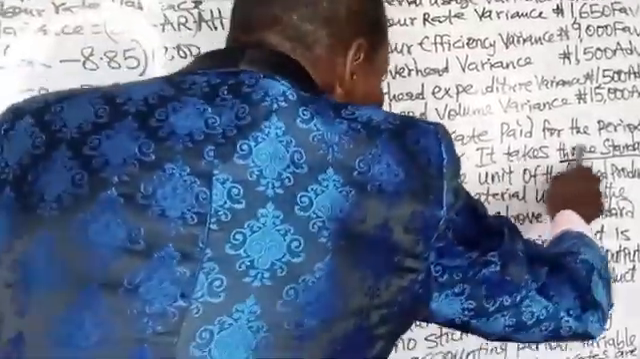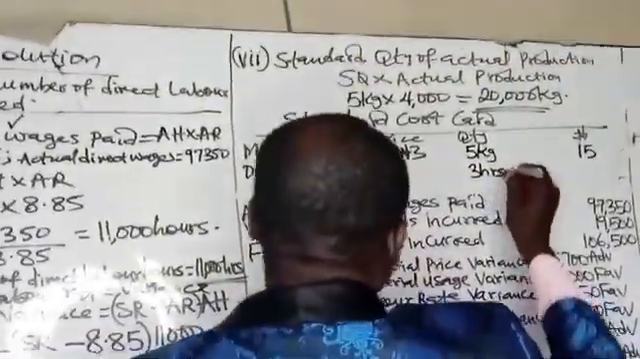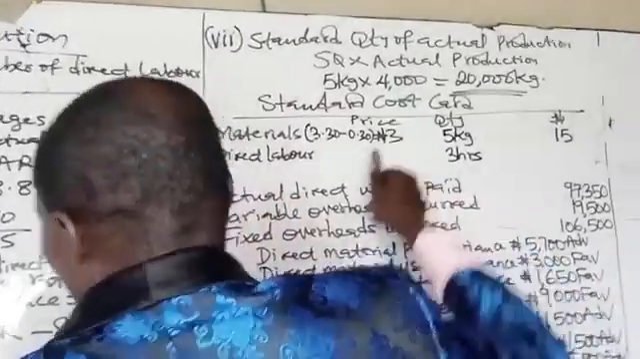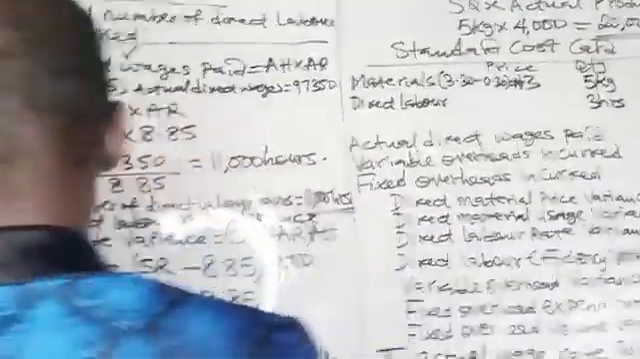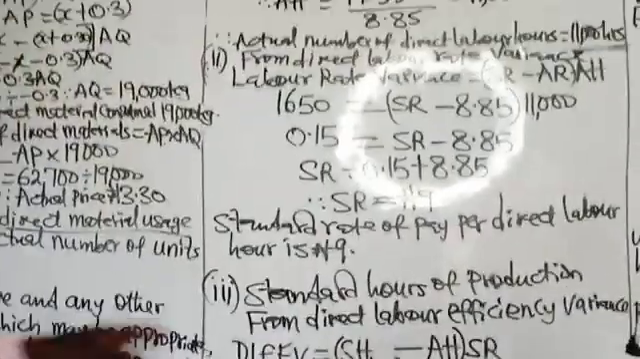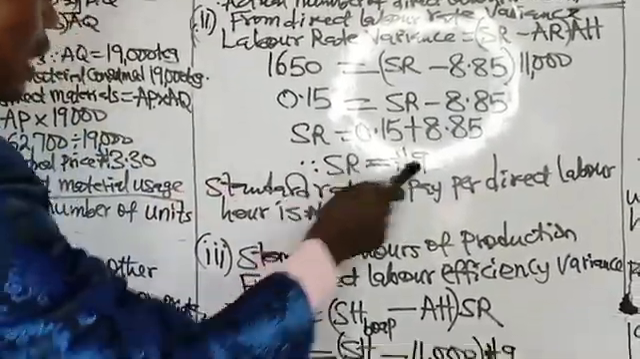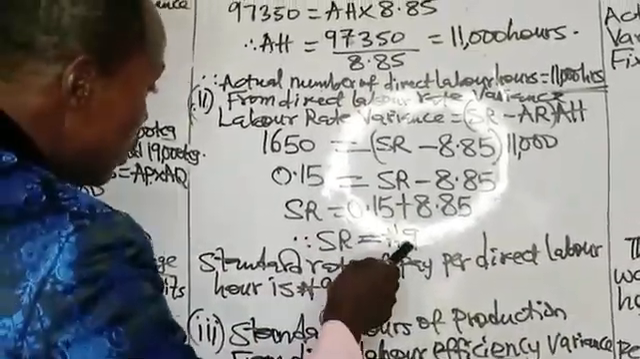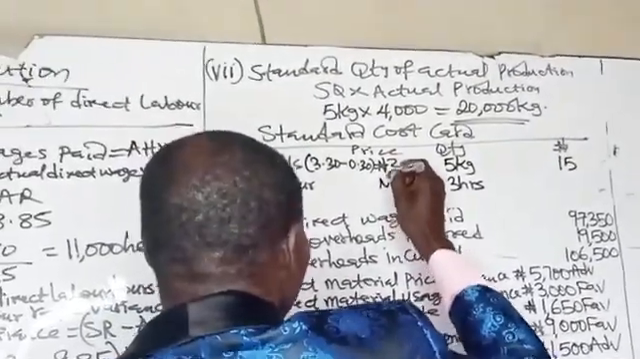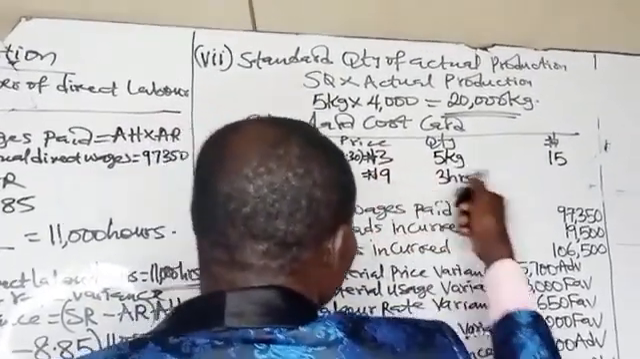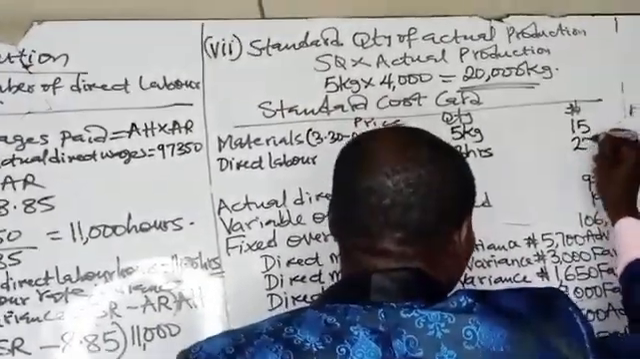Then direct labor. You were told the actual wages paid for the period; this is the actual. It states 3 standard hours. So the standard hours for labor is 3 hours. Then we need the standard price. And how much is the standard price for labor? The standard rate is 9 naira as calculated earlier. The price for labor is usually called rate. So we have 9 times 3, that will be 27.